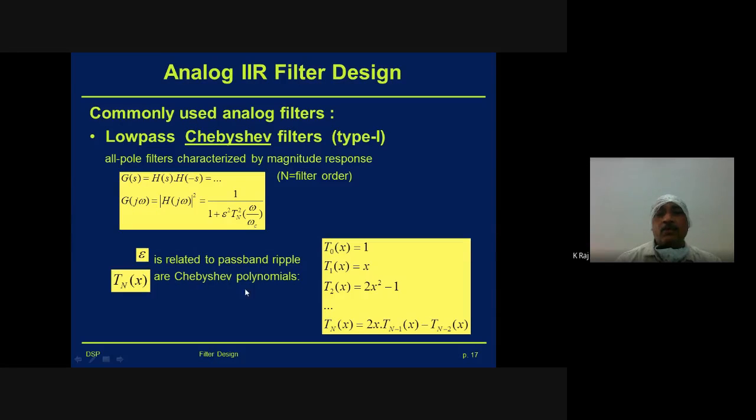And the Chebyshev polynomials may be described in this manner: T0(x), where n is 0, is 1. When n is equal to 1, this will be equal to the variable itself, that is T1(x) becomes x. T2(x), where n is 2, becomes 2x² minus 1. And in general, for the nth Chebyshev polynomial Tn(x), this may be described as 2x times Tn-1(x) minus Tn-2(x).